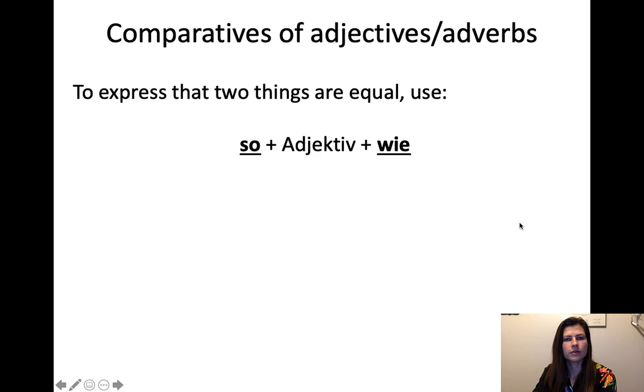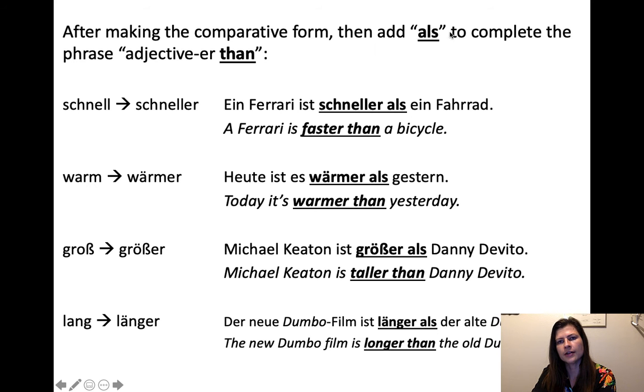Okay, so let's look at how to say things are equal. If you want to say two things are equal, you say so plus the adjective and wie. So you could say so gut wie, meaning as good as. I think it's a little interesting here because we have als. Als kind of looks like as, right? So it's related, it's in the same realm, but it really needs to be translated as than.